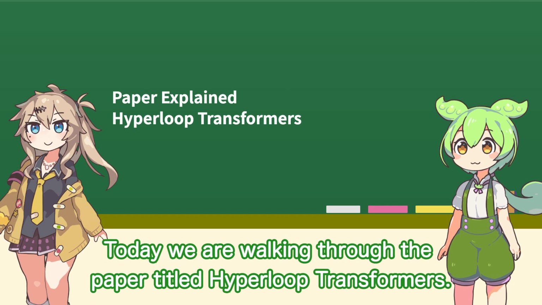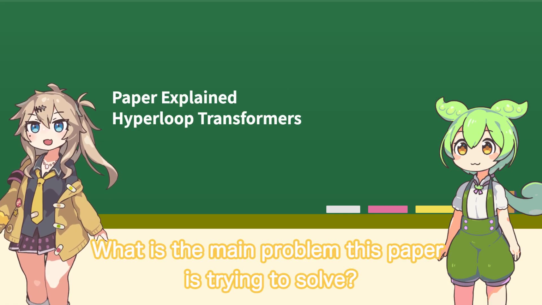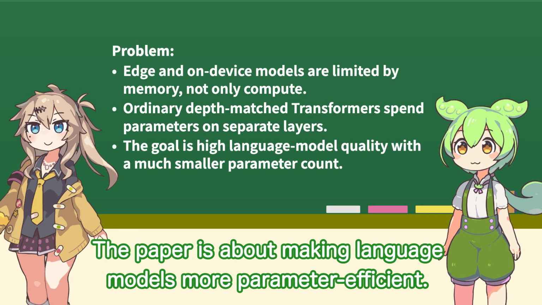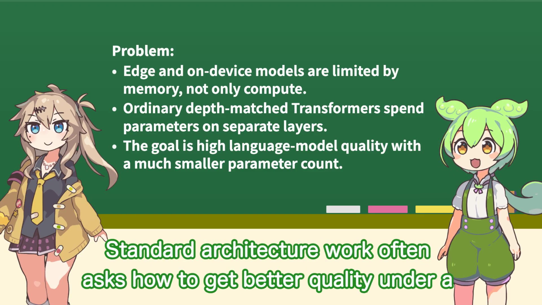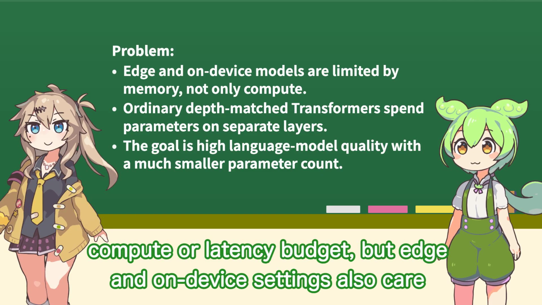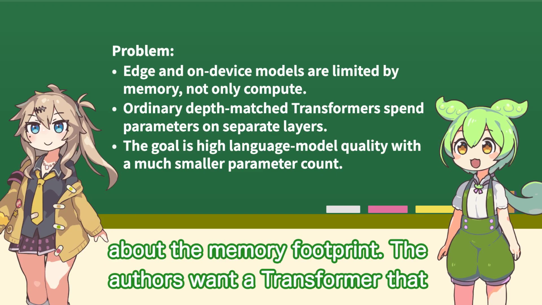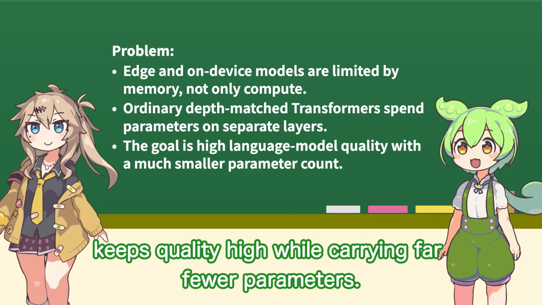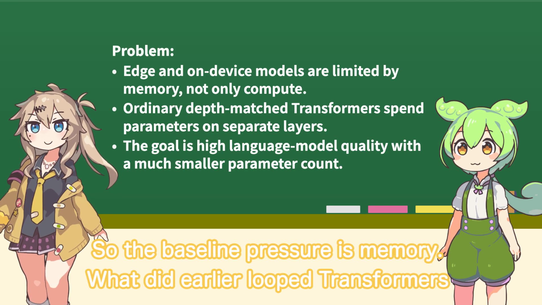Today we are walking through the paper titled Hyperloop Transformers. What is the main problem this paper is trying to solve? The paper is about making language models more parameter efficient. Standard architecture work often asks how to get better quality under a compute or latency budget. But edge and on-device settings also care about the memory footprint. The authors want a transformer that keeps quality high while carrying far fewer parameters. So the baseline pressure is memory.